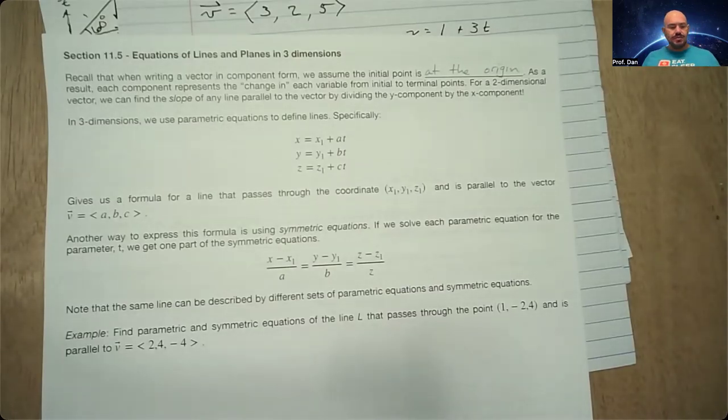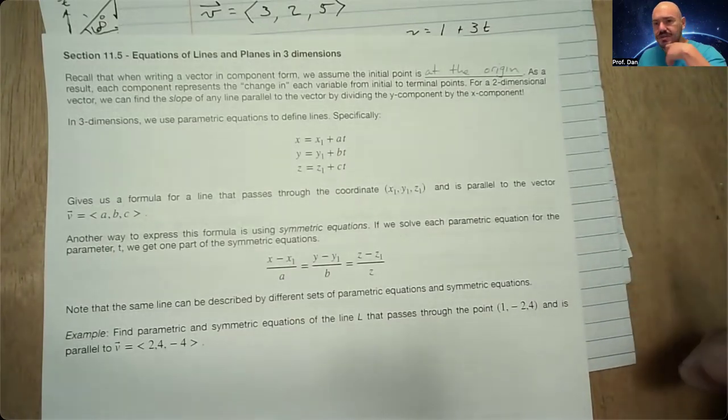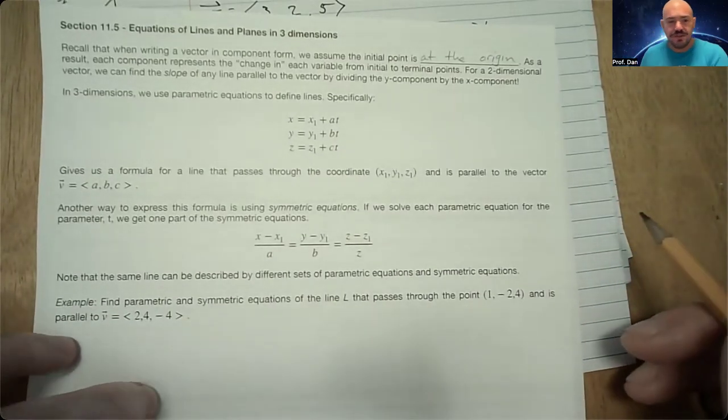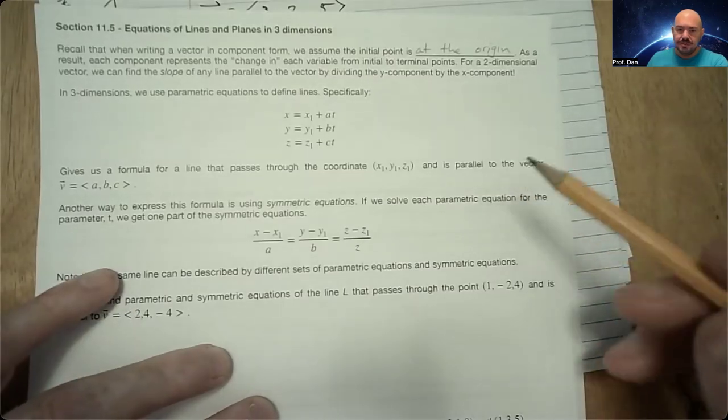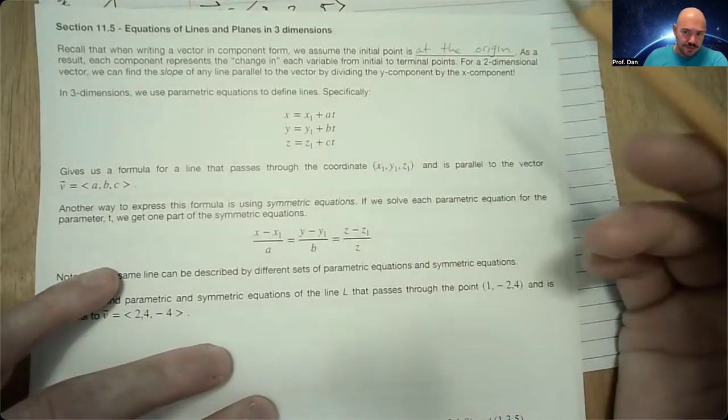So if I wanted to find the slope of a line that contains that vector or is parallel to that vector, all I would have to do is change in y over change in x. And if I have a vector in component form, that just means y component divided by x component. Easy peasy. In three dimensions, though, it's not quite that simple, but we do still use direction vectors as a way to basically come up with the slope.